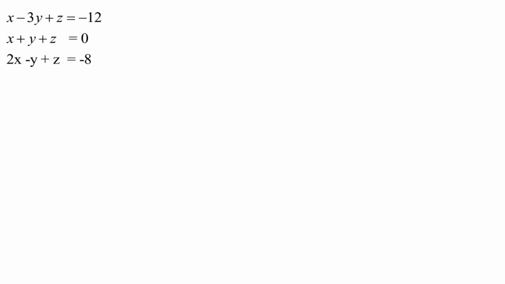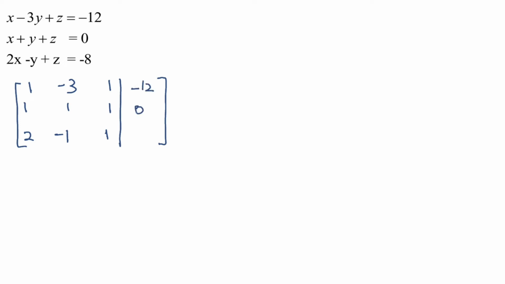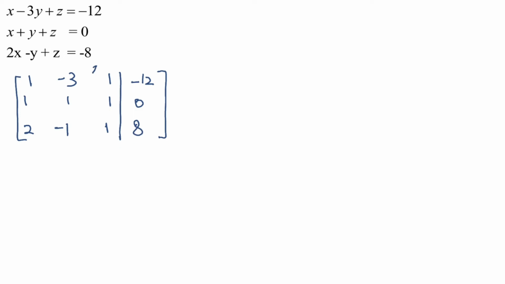First of all, you form an augmented matrix form, which is like this. The matrix is 1, -3, 1, 1, 1, 1, and 2, -1, 1, -12, 0, 8. Here is the A and here is the B. Now we apply the elementary row operations.